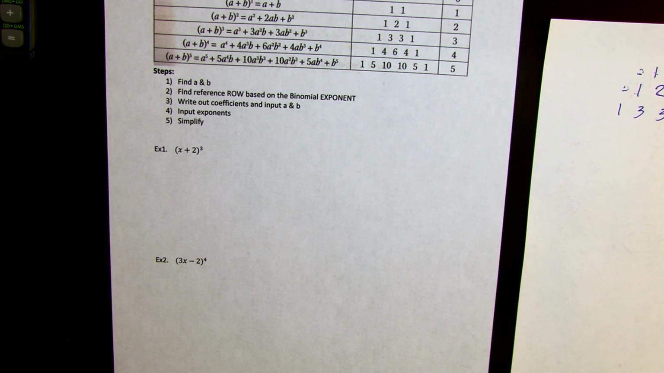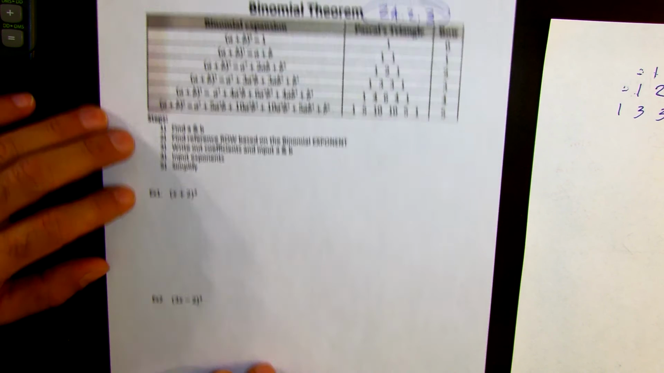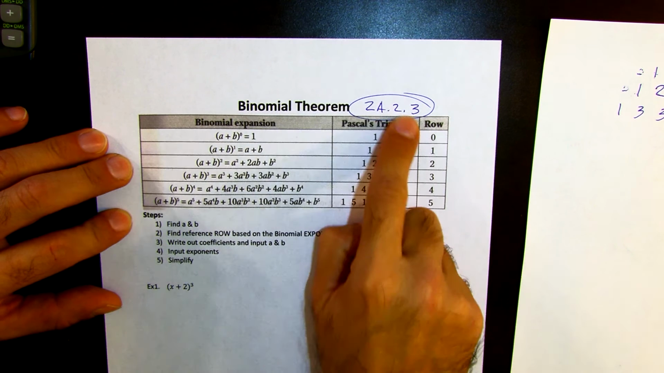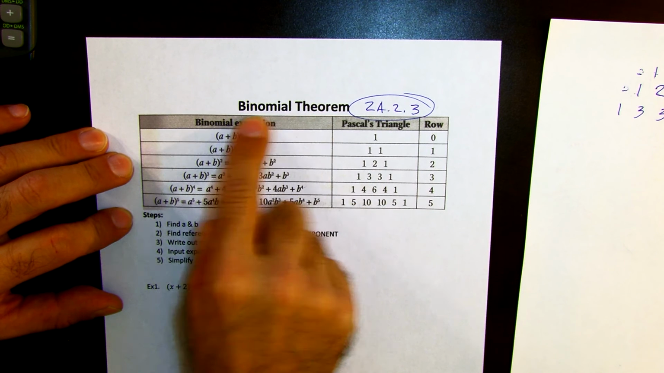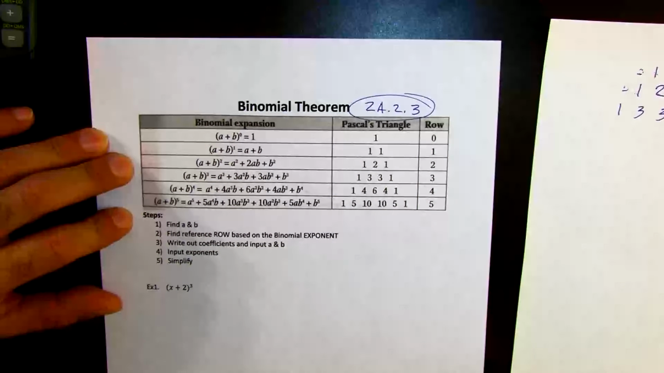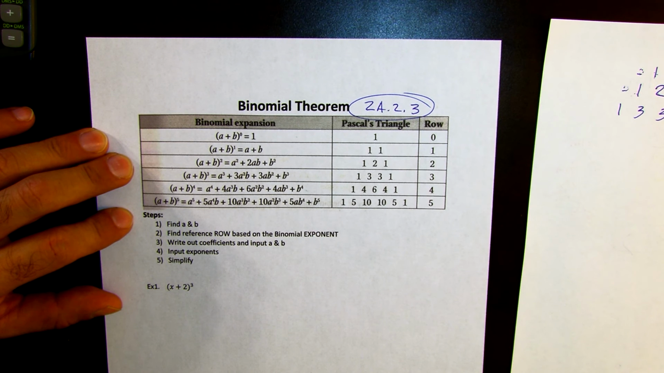All right. So we're looking at a new section here. We're looking at 2A.2.3, and it's talking about binomials. Okay, binomial, just like a bicycle, two wheels. A binomial has two terms.